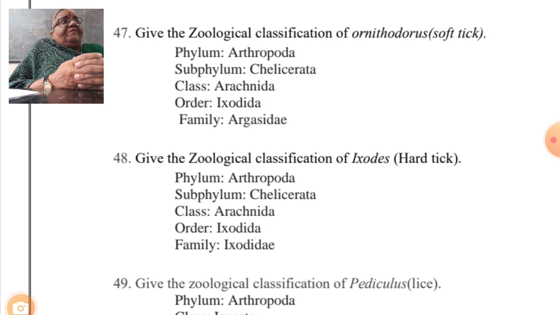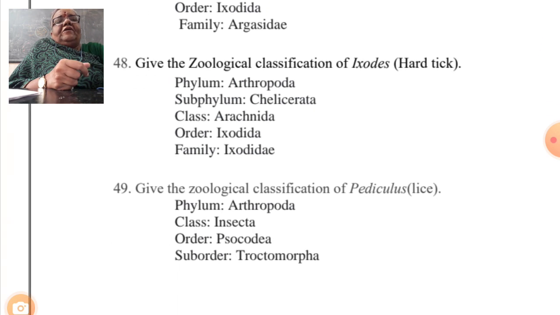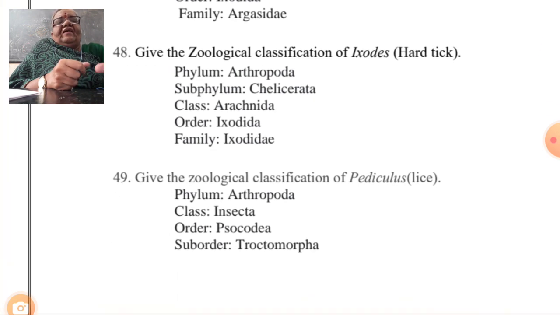Family Ergazidae, family Ergazidae, genus Ornithodorus, and its common name is soft tick, okay, unne. Then you have to learn about hard tick also as per your syllabus. The genus of hard tick that you are learning is Ixodus.